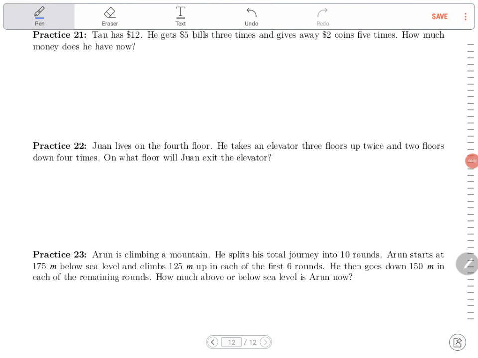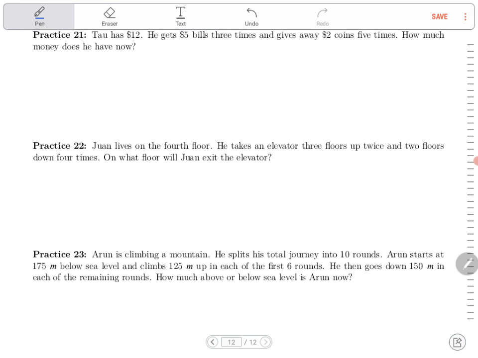Okay, so we've got time to look at one more word problem. Why don't we go with practice 21? So the problem is the following. Tao has $12. He gets $5 bills 3 times and gives away $2 coins 5 times. How much money does he have now? So we want to set this problem up in a way that will make it look like some of the problems that we've been looking at so far. And the question is just, how much money is he going to have at the end of this process?